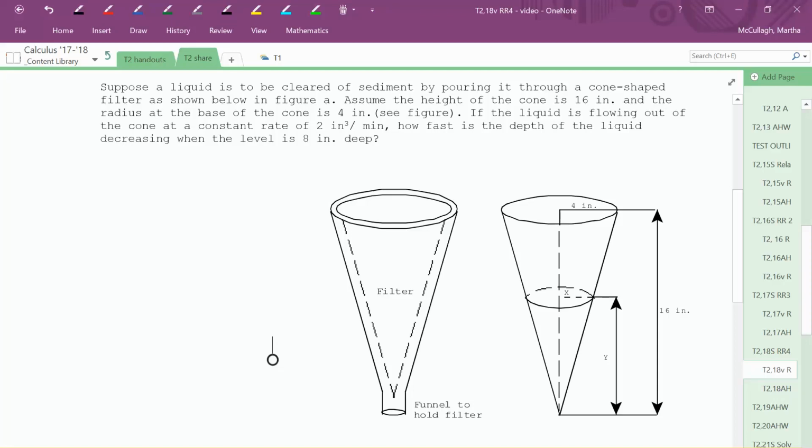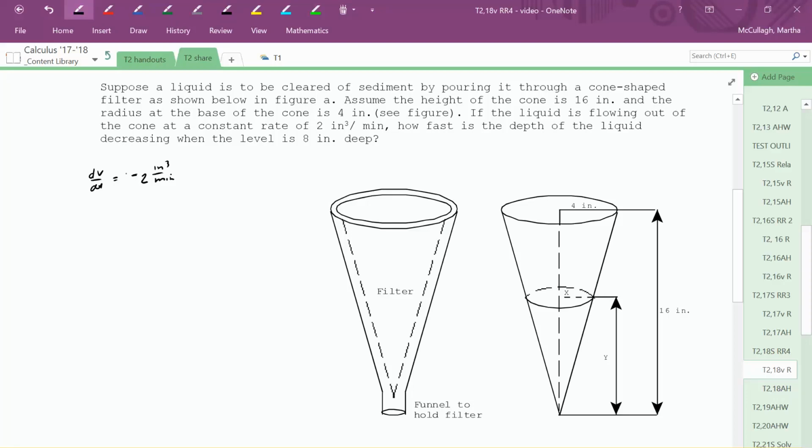If the liquid is flowing out of the cone at a constant rate of 2 inches cubed per minute, what's changing there if the liquid is flowing out? The volume is changing. The volume of the liquid is changing at 2 cubic inches per minute. So let's get that down. Our dV/dt is equal to 2 cubic inches per minute. Now, is that volume increasing or decreasing? If the liquid is flowing out of the cone, the volume is decreasing, so our dV/dt is negative.